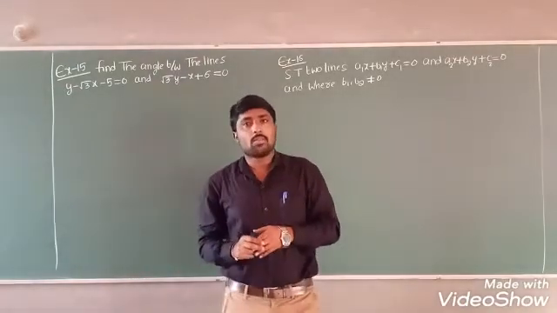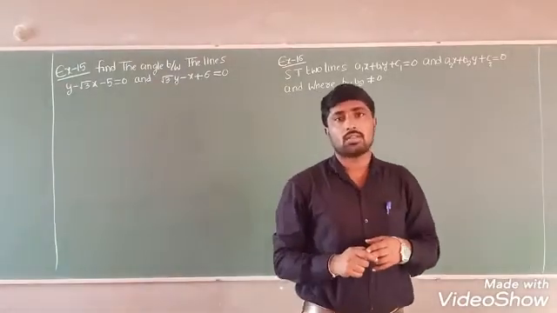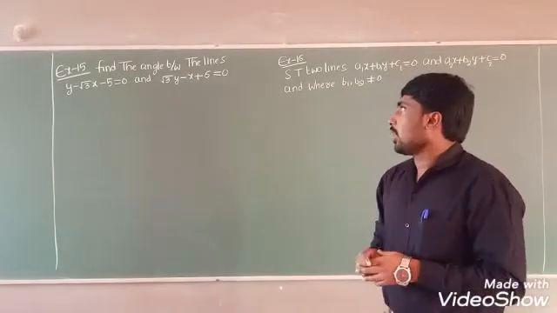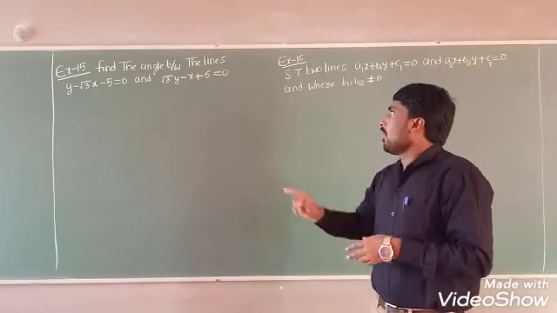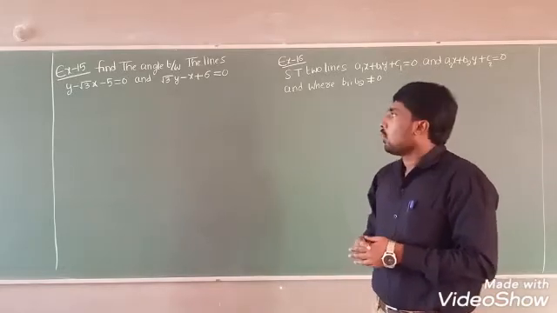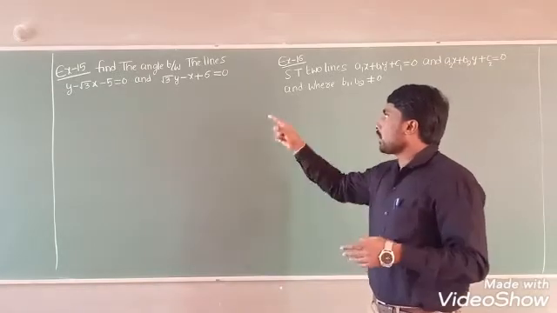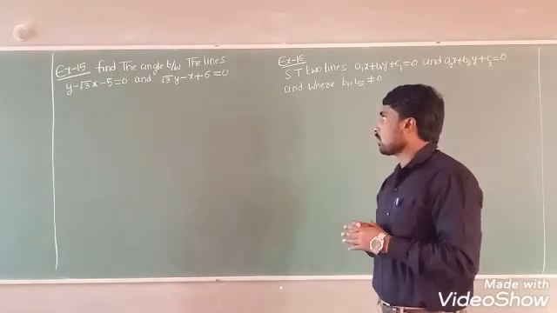So today we will discuss some problems based on straight lines. Okay. So based on exercise 10.3. Here they are giving two problems. Find the angle between two lines y minus root 3x minus 5 equal to 0 and root 3y minus x plus 6 equal to 0.